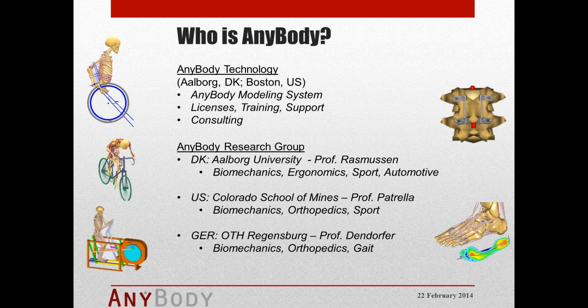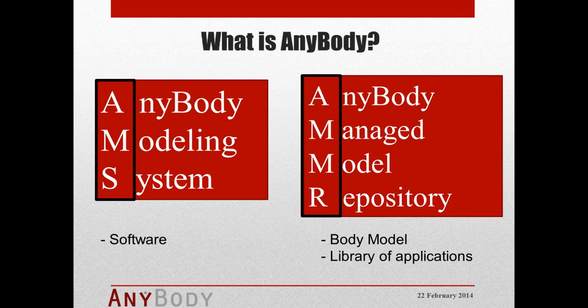Now, what is Anybody exactly? We usually divide it into the software, the Anybody Modeling System, abbreviated AMS. With the software itself comes the Anybody Managed Model Repository, which we call the AMMR. This is a repository with many models in it. On one hand, there are several body models that you can choose from, and there's a library of applications, of activities.